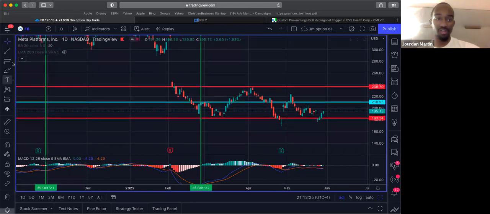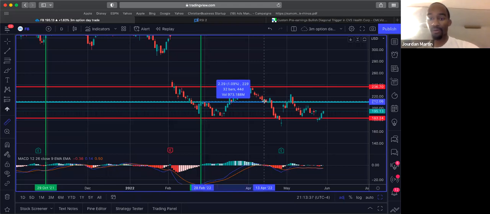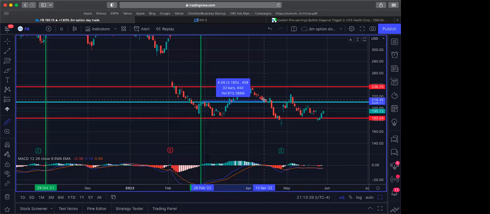If you bought shares, you can also use this measuring tool. You can do the math by hand, of course, but you can also use the measuring tool and see that it took 32 bars for 44 total calendar days.